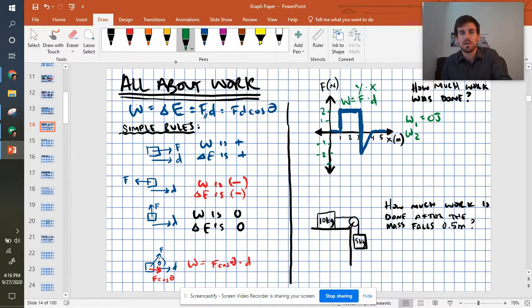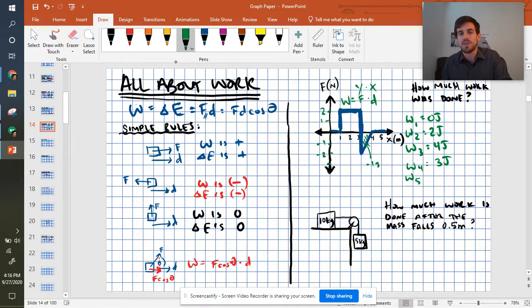Yeah, there. Now we have an axis. So we have 2 joules done. Then moving over, now we have a total of 4 joules done. Then here, this area here is actually -1 joule. So after 4 seconds, we have 3 joules total done.